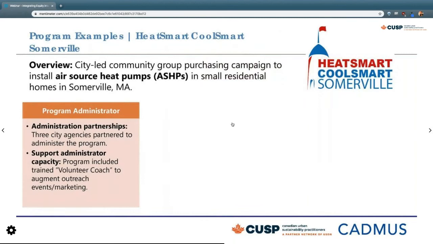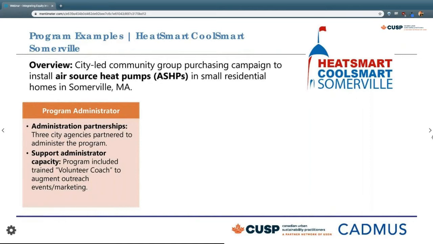So starting in on the next slide, talking about HeatSmart, CoolSmart, Somerville. This is a program that's a community group purchasing campaign, which is, for those of you familiar, similar to the Solarize model that they do for solar, where you get a large number of community members within a given area to sign on to install air source heat pumps in this case. That collective aggregated demand helps lower the cost of installation, and also provides contractors with a large base demand that they can target.